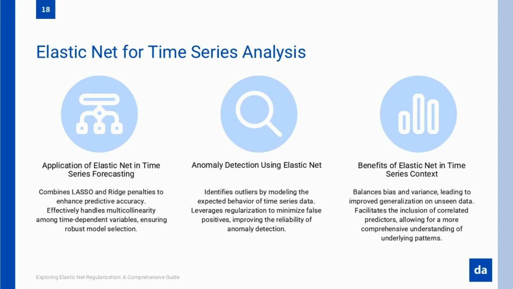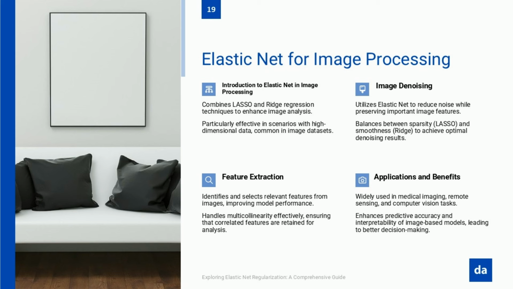Elastic Net is proving to be a powerful tool for handling complex correlated data while maintaining model stability. But time series isn't the only field where this approach is making waves. Up next, we explore how Elastic Net is being used in image processing, where extracting patterns from high-dimensional data is key. Images aren't just pictures, they're data-rich matrices filled with thousands, sometimes millions, of pixels.